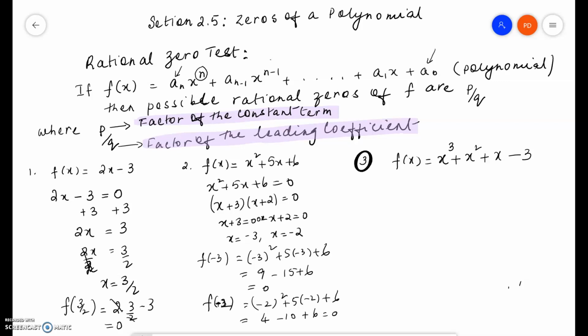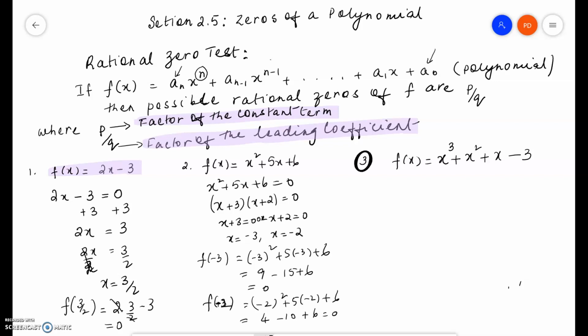Now, how do we find zeros of polynomial functions? Let's look at this first example. That's a polynomial function, f of x equals 2x minus 3. How do we find the zeros of this polynomial function?